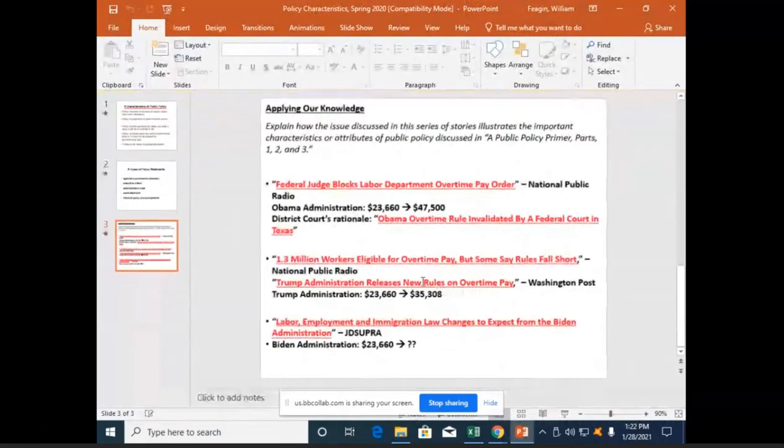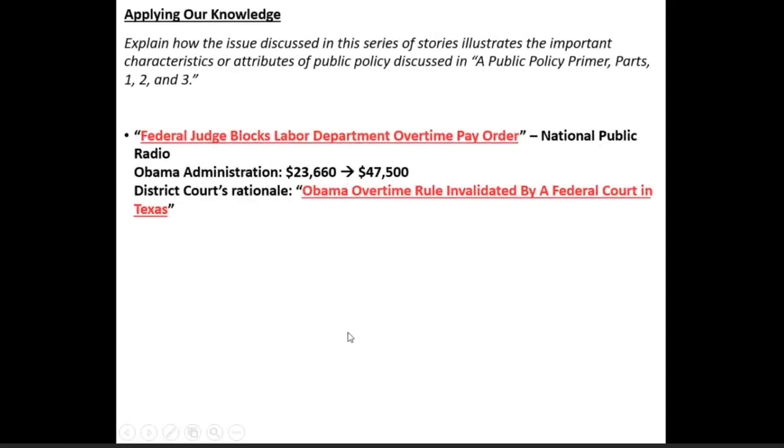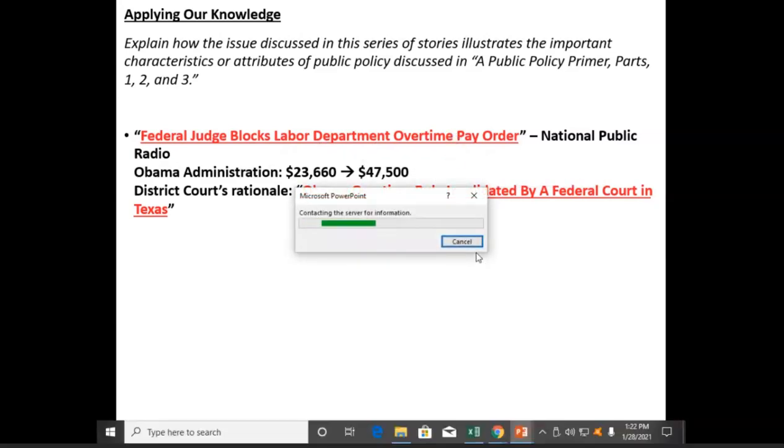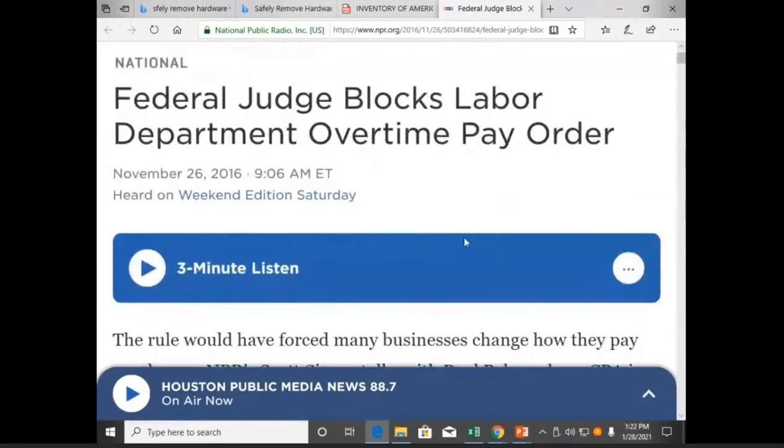All right, I want to share with you several stories here. I want you to think about the information that's provided in these stories and try to put it in the terms that we've discussed about policy, in these concepts that are introduced in the policy primer. Okay, so this first story is called "Federal Judge Blocks Labor Department Overtime Pay Order," and we're actually going to listen to the audio. This was a report that was aired on National Public Radio back on November 16th, 2016.